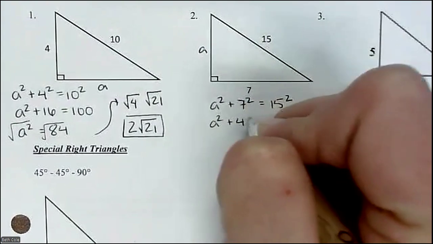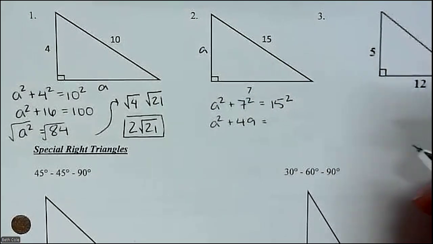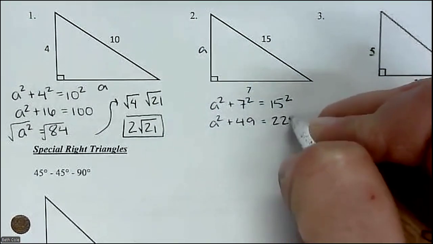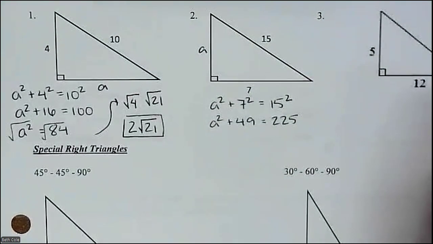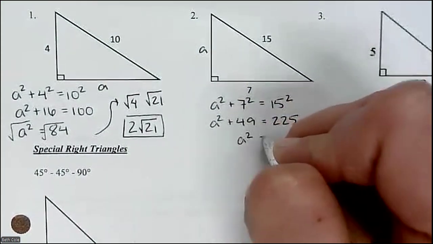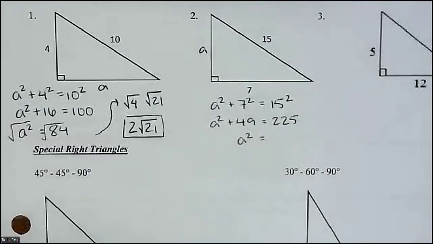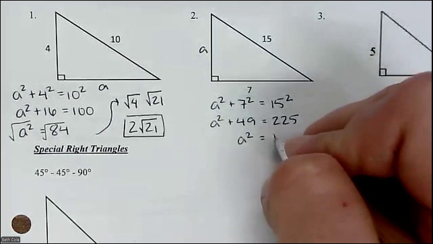So that's 49. And does anyone know 15 squared? Yeah, and you will get a calculator for this unit, but I was just throwing it out there. All right, we're going to subtract 49. I'm just going to tap that in real quick so I make sure I don't do it wrong in my head. It is 176. Good job.